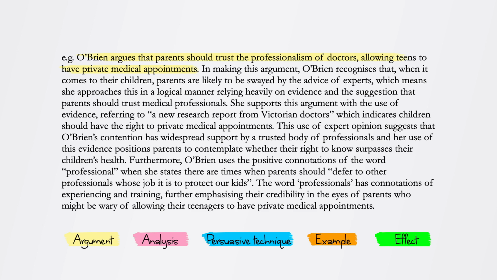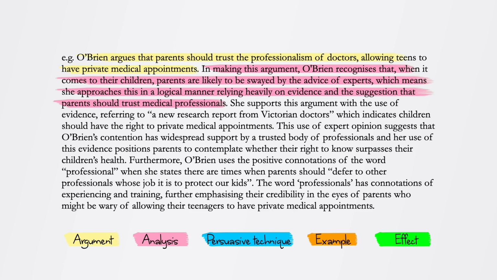O'Brien argues that parents should trust the professionalism of doctors, allowing teens to have private medical appointments. In making this argument, O'Brien recognises that when it comes to their children, parents are likely to be swayed by the advice of experts, which means she approaches this argument in a logical manner, relying heavily on evidence and the suggestion that parents should trust medical professionals.